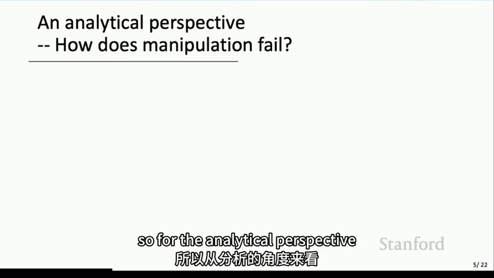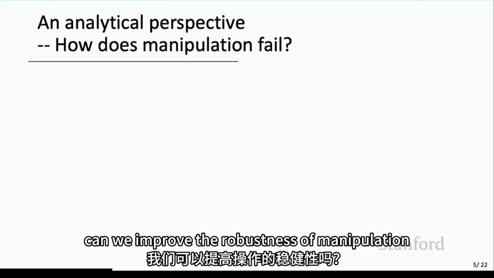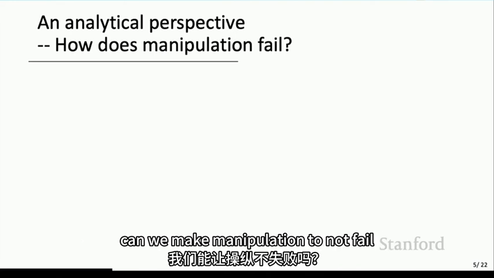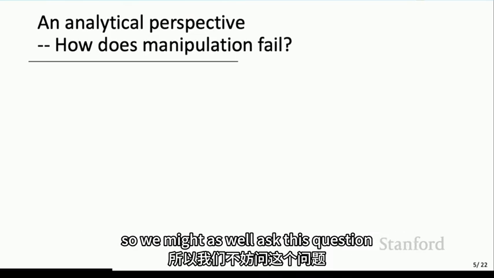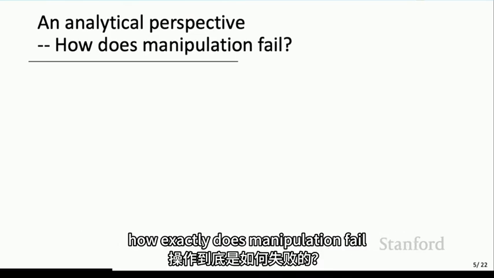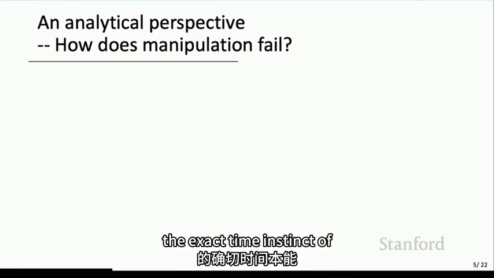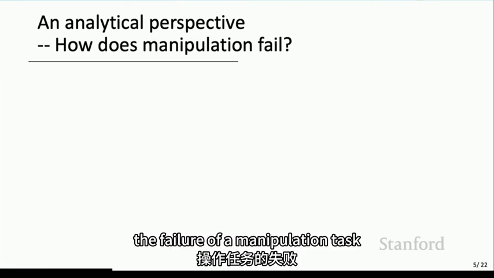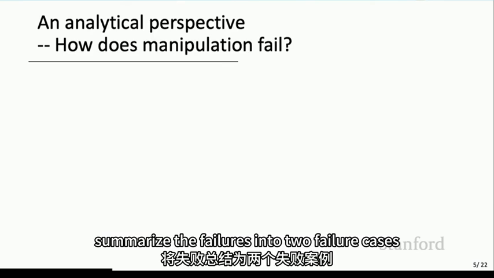Okay, so for the analytical perspective, the central question here is, can we improve the robustness of manipulation? Can we make manipulation to not fail in the face of uncertainties and disturbances, right? So we might as well ask this question, how exactly does manipulation fail? Okay, so let's zoom in to the exact time instant of the failure of a manipulation task. And actually we can summarize the failures into two failure cases.